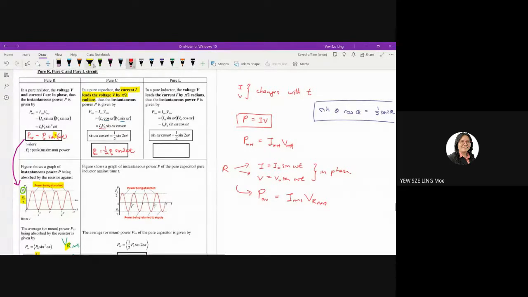Now, when it comes to pure L, because the phase difference between V and I is once again pi over 2 radian.